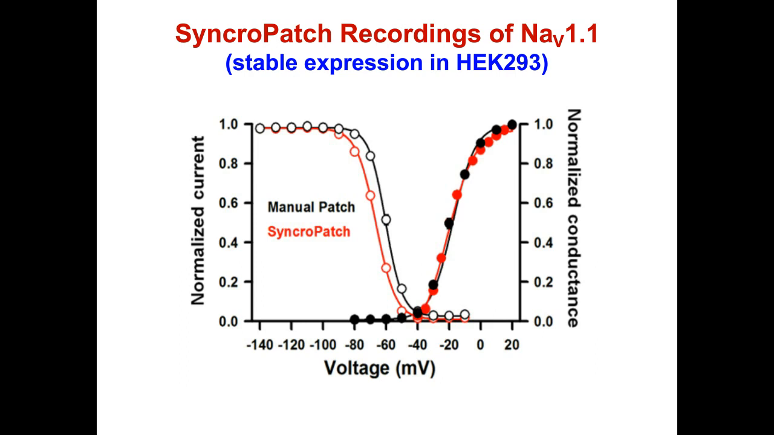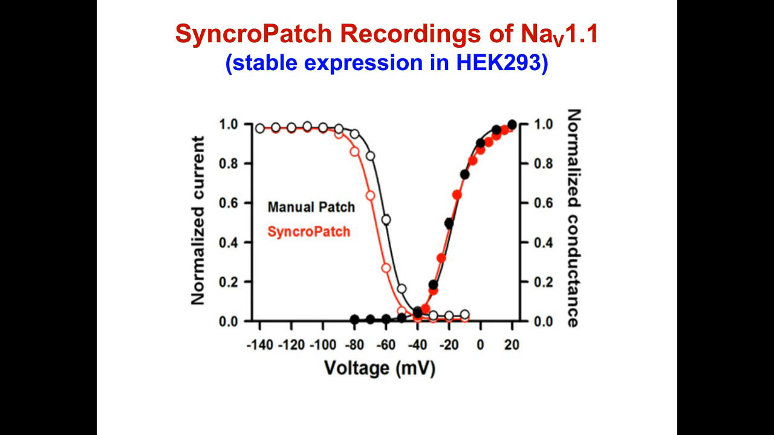calcium-rich solution that's applied as one is achieving the initial seal, to enhance the initial seal resistance. And we have found it necessary to do some extra washes to remove that excess calcium. We think that contributes to this slight shift in the steady-state inactivation.